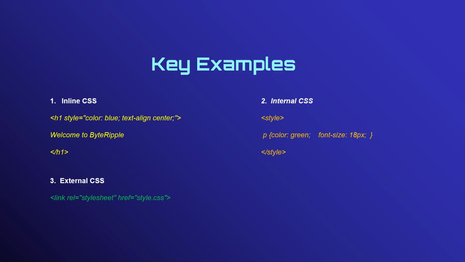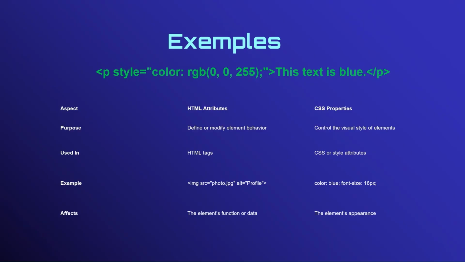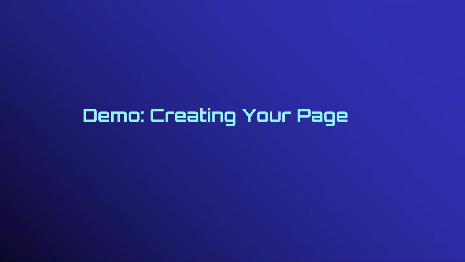I also include a table here to differentiate between HTML attributes and CSS property. You can take your time to go through it. It will help a lot to understand the concept of attributes and property. Now we'll be going into demonstrating this to have a practical understanding of how HTML styles really apply to our web development.